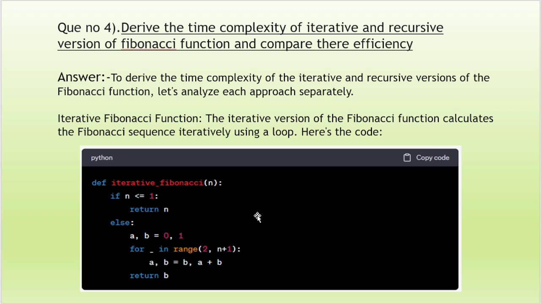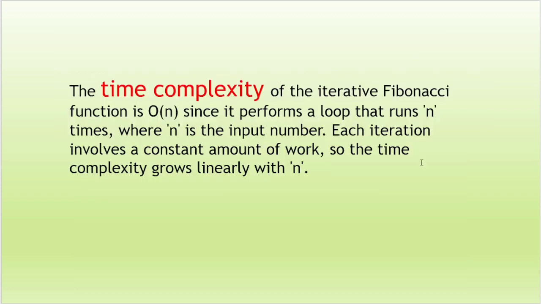Here's the code. The time complexity of the iterative Fibonacci function is O of n, since it performs a loop that runs n times, where n is the input number, and each iteration involves a constant amount of work. So the time complexity grows linearly with n.